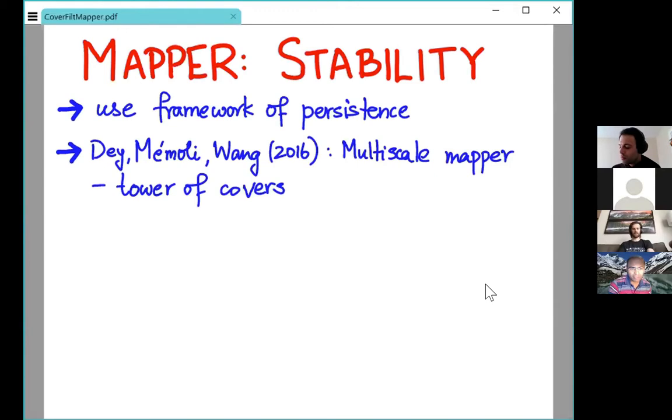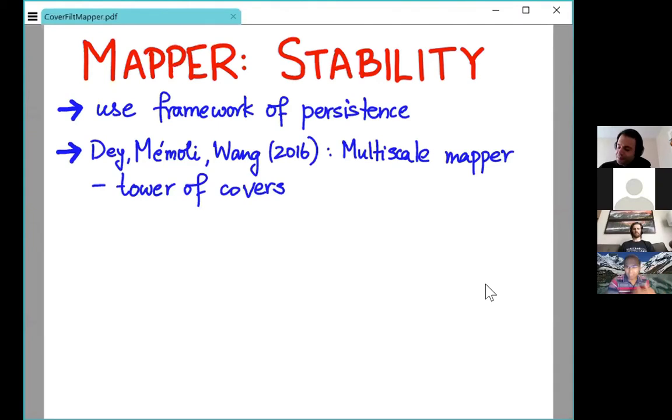The first such result was given by Tamal and Facundo and Yusu Wang, where they talked about multi-scale mapper. The idea was to use what is called a tower of covers. So intuitively, if you imagine that interval cover that I mentioned, now if you keep the center of the covers fixed, let's say, and you grow the intervals in some fashion, then the bigger set of intervals will include the older cover as a subcover.